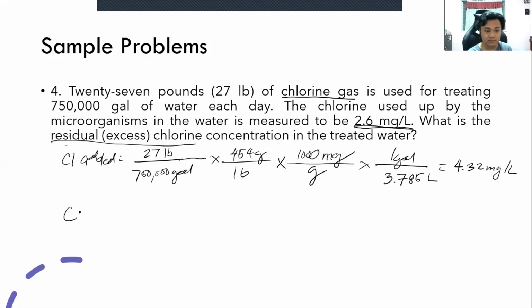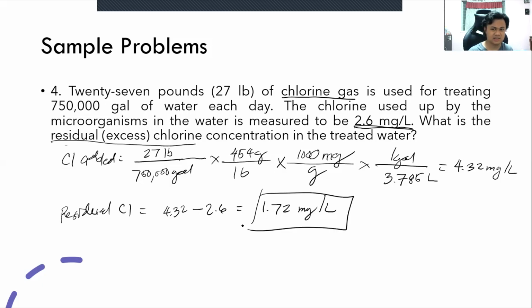So residual Cl, residual chlorine: 4.32 minus 2.6 is equal to 1.72 milligrams per liter. Okay, so it's that easy. That's the answer for that problem. So that's the end of the sample problems.